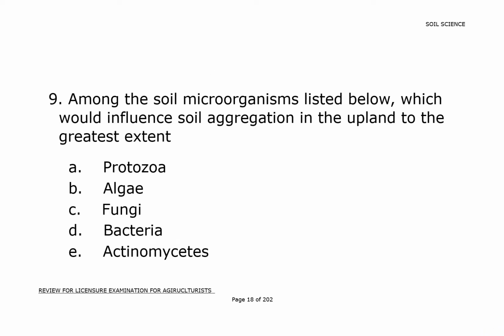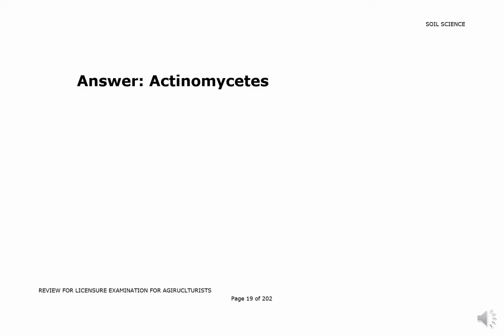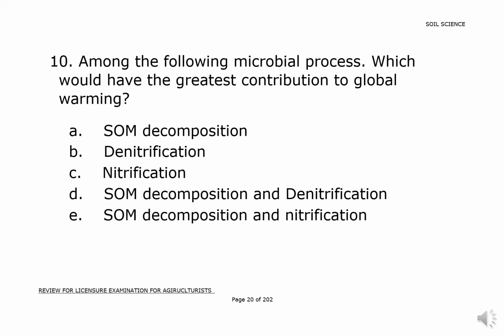Number 9. Among the soil microorganisms listed below, which would influence soil aggregation in the upland to the greatest extent? A. Protozoa, B. Algae, C. Fungi, D. Bacteria, or E. Actinomycetes. The answer is actinomycetes.